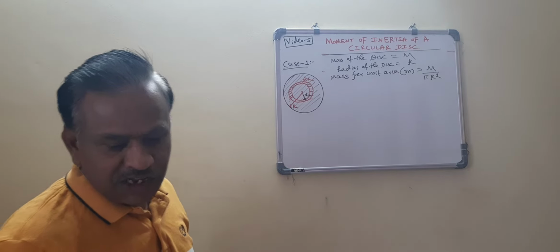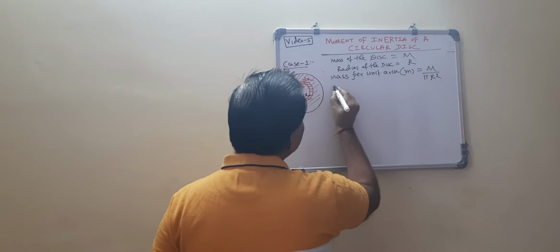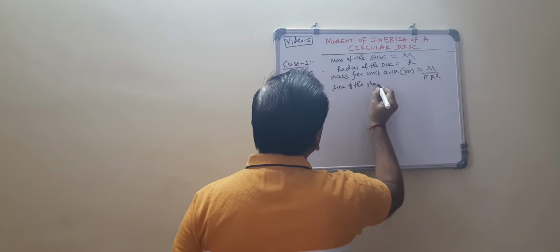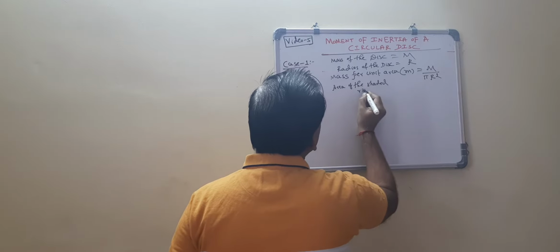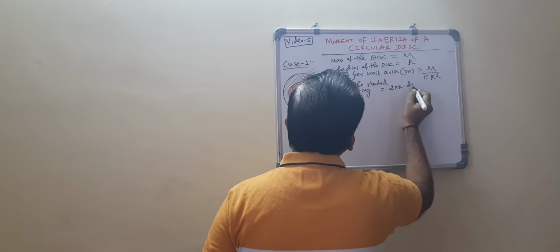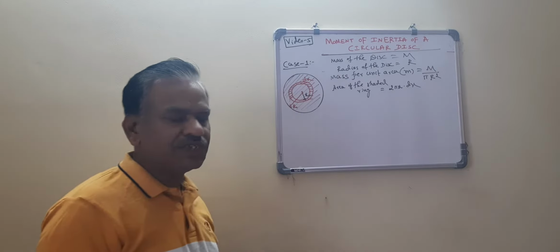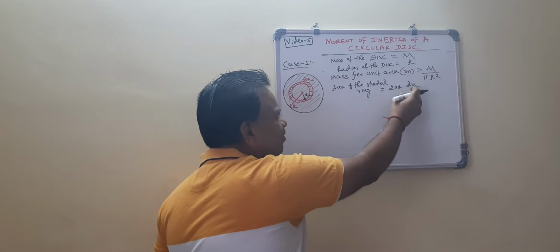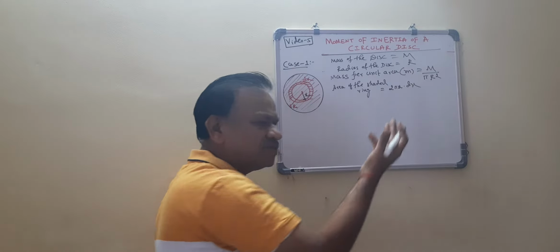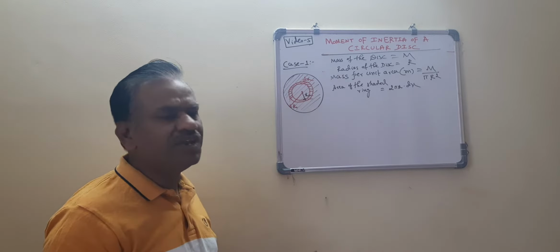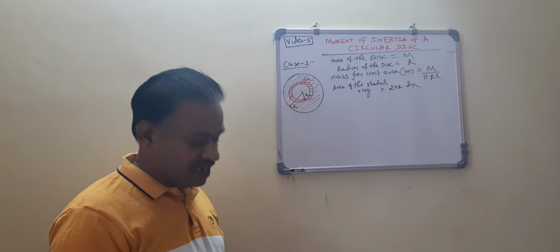The area of the imaginary ring, the shaded ring, is equal to 2 pi x into dx. What is 2 pi x? It is the circumference, multiplied by the thickness. Meter into meter is meter square, and you know that the unit of area is also meter square.